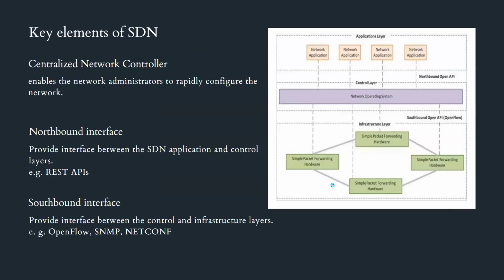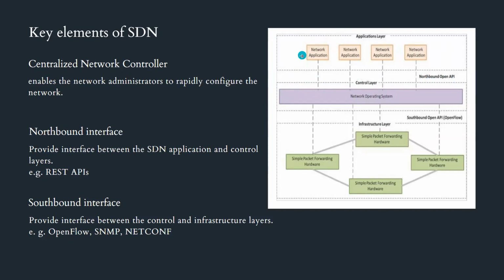So the SDN architecture consists of three main components. SDN architecture has the controller, basically the controller, which is given in here. The controller is situated in the control layer, and it will be the basic network operating system. Then the controller will be connected to network applications through a northbound open API or a northbound interface.